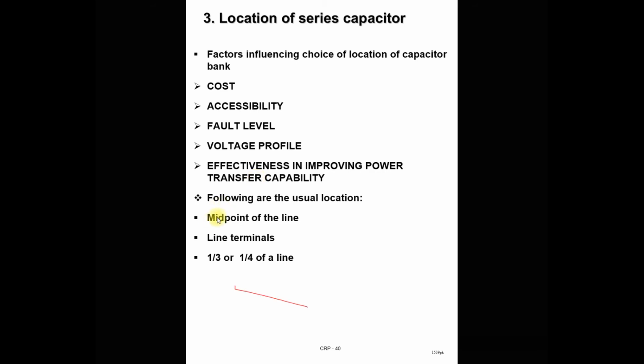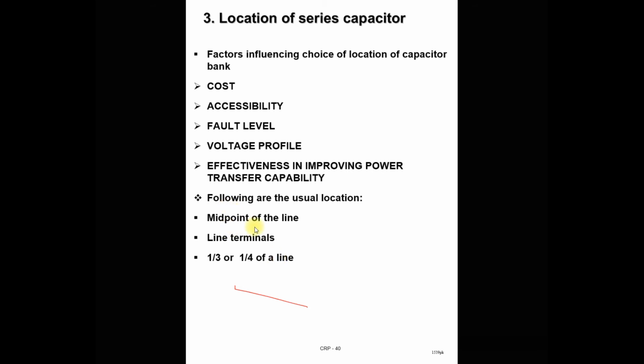There are three locations for a series capacitor: first is the midpoint of the line, where it is connected in the middle of the line. Second is at the line terminals. At both ends of the line, you can connect the series capacitor. And another is at one-third or one-quarter of the line, where you can also connect the capacitor.